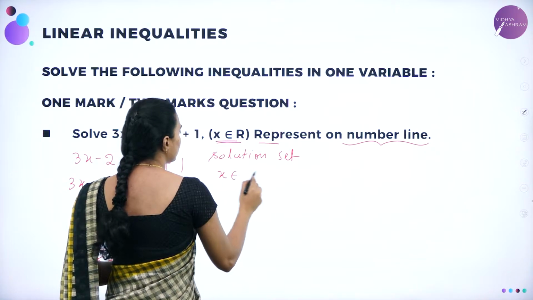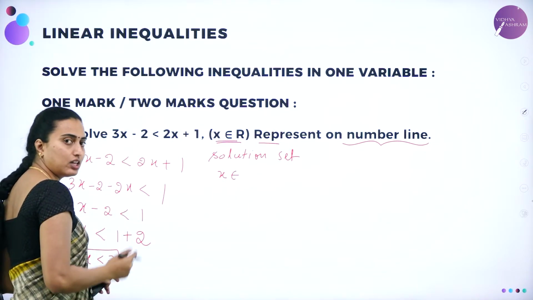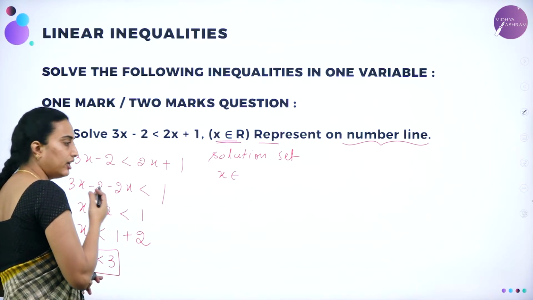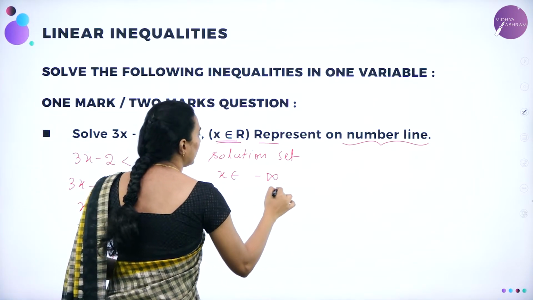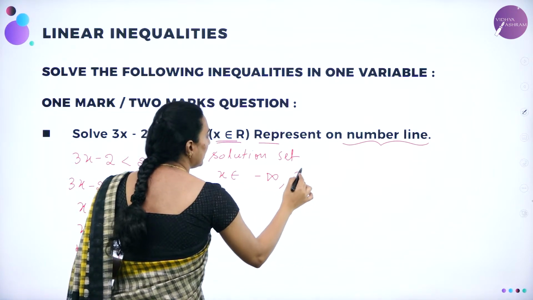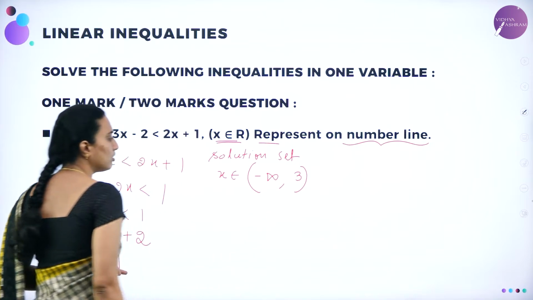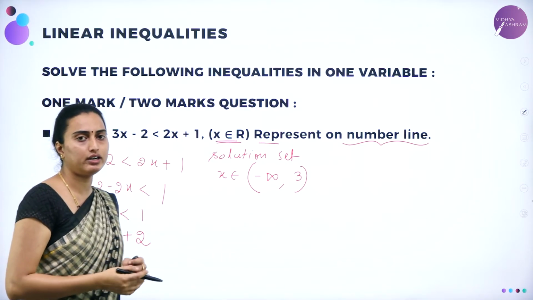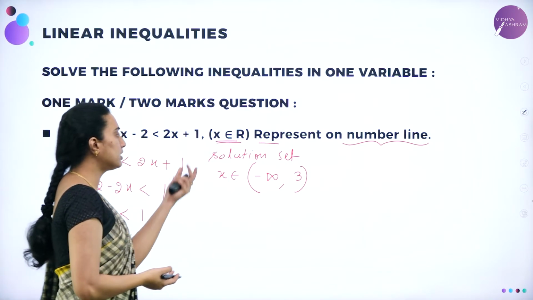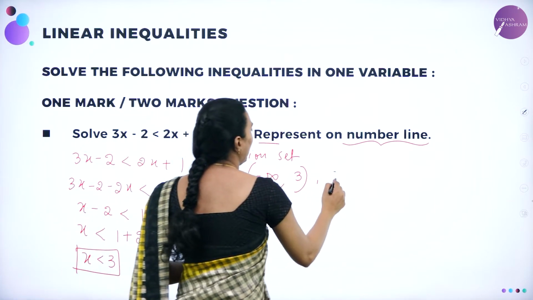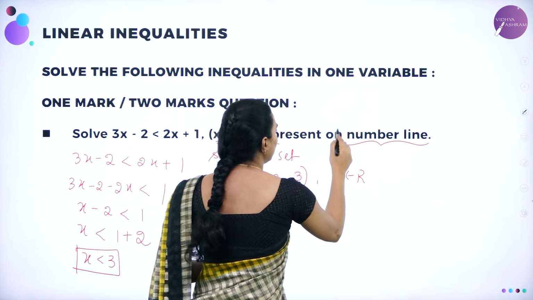So x belongs to, here x is lesser than 3 means it will go left hand side. Left hand side is minus infinity comma lesser than 3. 3 is excluded. Minus infinity is also excluded even though we are going to write it in an open bracket. This is the solution set when x belongs to R. Now they have asked you to represent it on the number line.